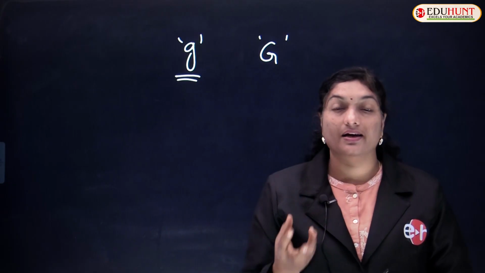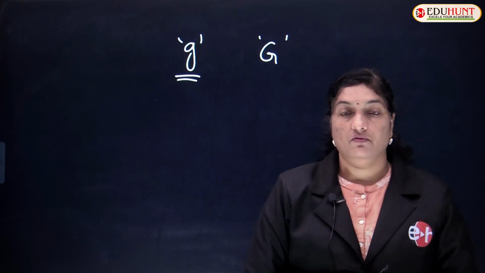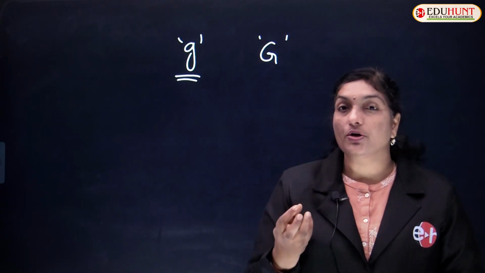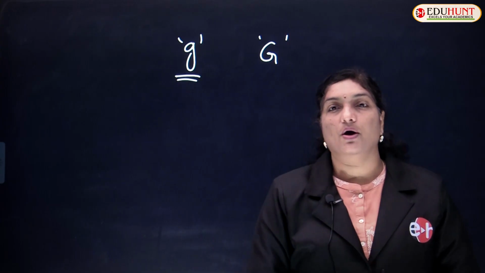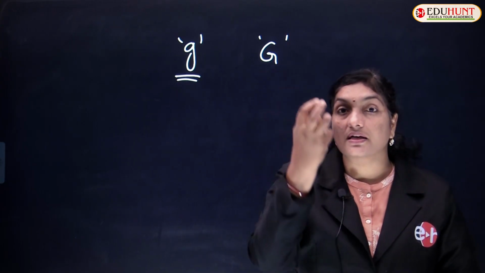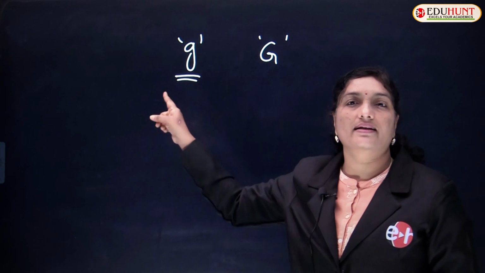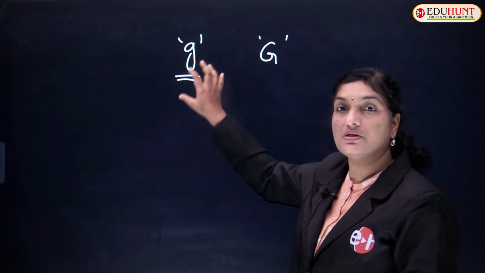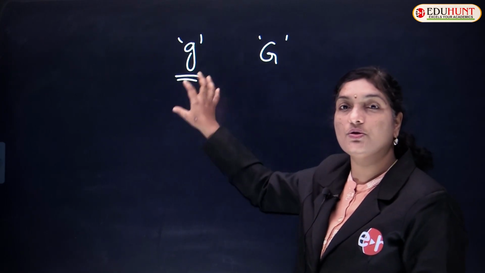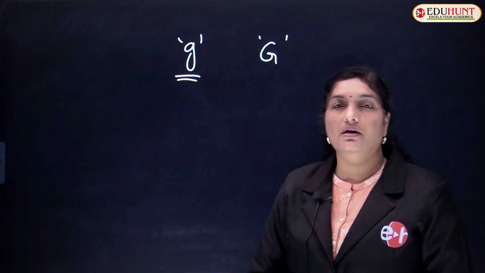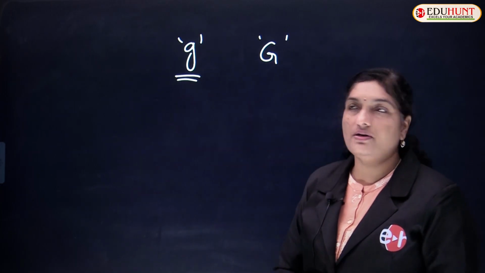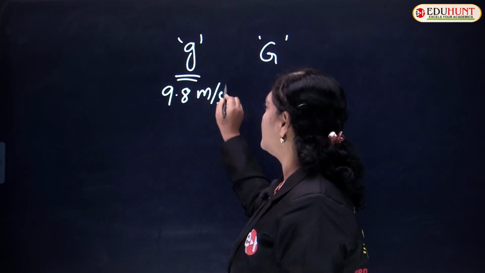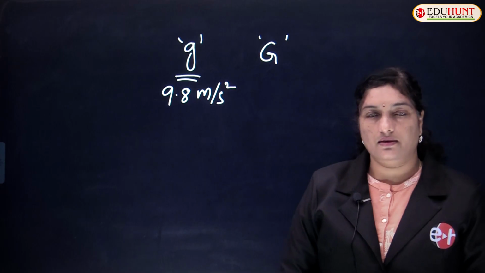The acceleration produced in a body, what type of body? In a freely falling body, due to the Earth's gravitational pull, is called acceleration due to gravity. The acceleration produced in a freely falling body due to the gravitational pull of Earth is called acceleration due to gravity, and its value is about 9.8 meter per second square on the surface of the Earth.